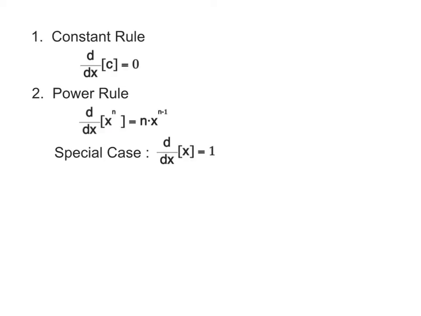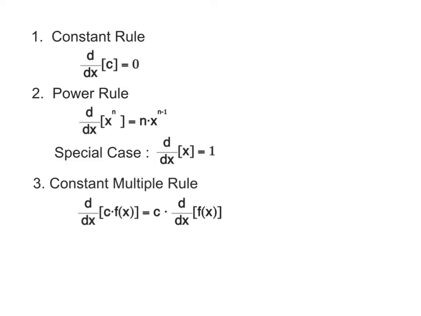The next rule is the constant multiple rule. This is going to help you remember what to do whenever there's a number, a constant, in front of a function. What this rule says is that you can completely ignore the constant that's in front and multiply it by the derivative of the function.